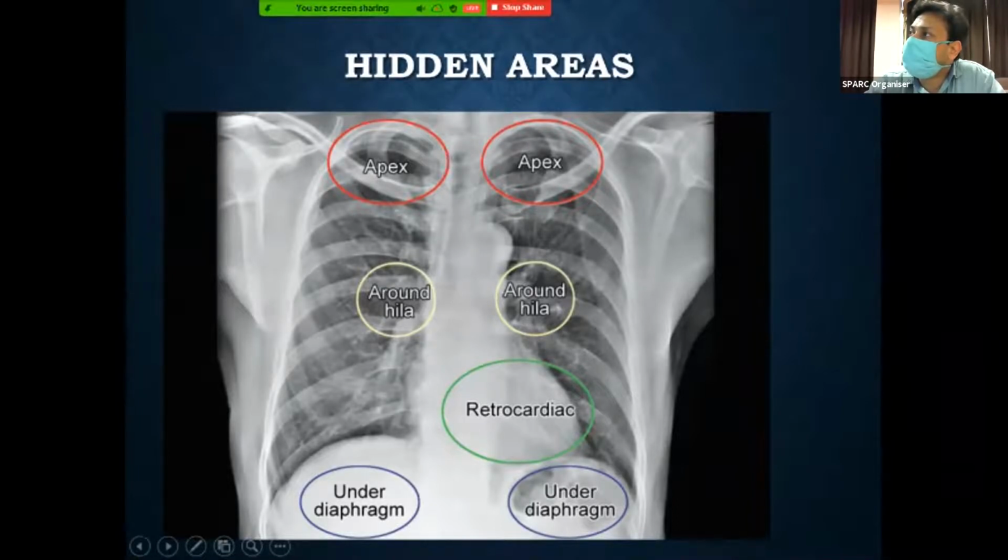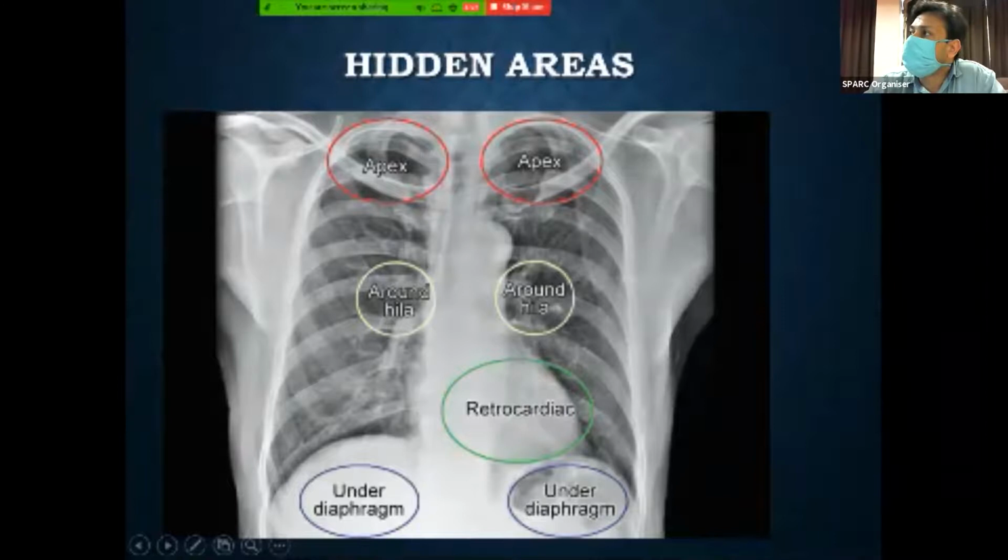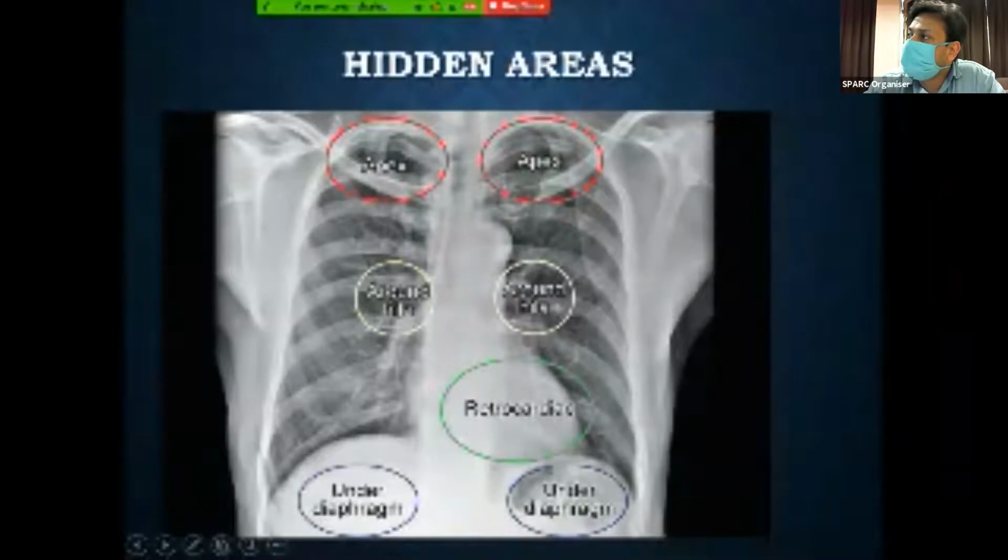We should look carefully in the apices. There are a lot of bones overlapping over here, and you also know that tuberculosis is very common in this location. We should also pay attention to the areas around the hila. In the hila, usually there are a lot of vessels, so sometimes opacities may be missed. In the retrocardiac location, part of the lung is not visible because of the heart, but you can have subtle signs of abnormality if you look carefully over the heart shadow.